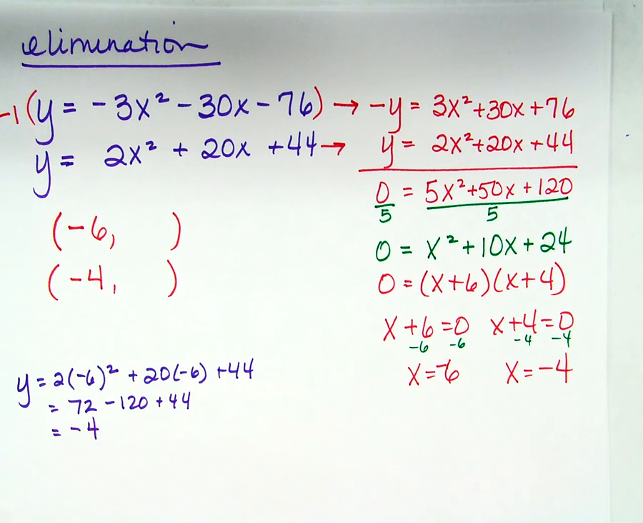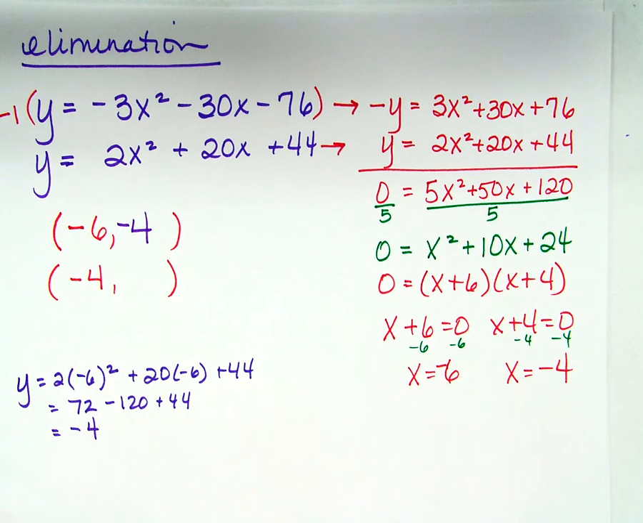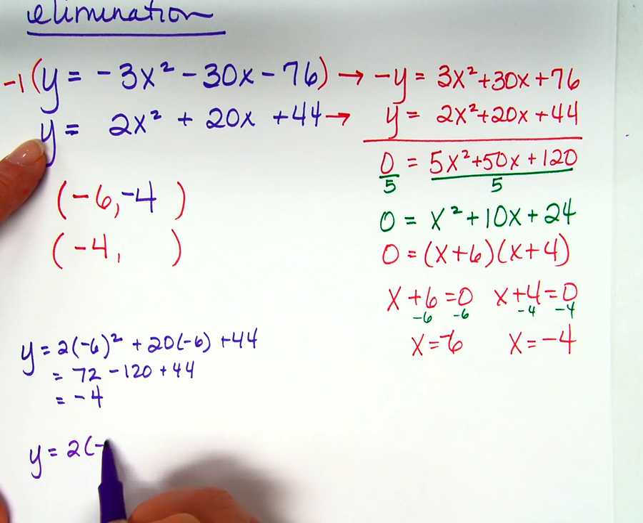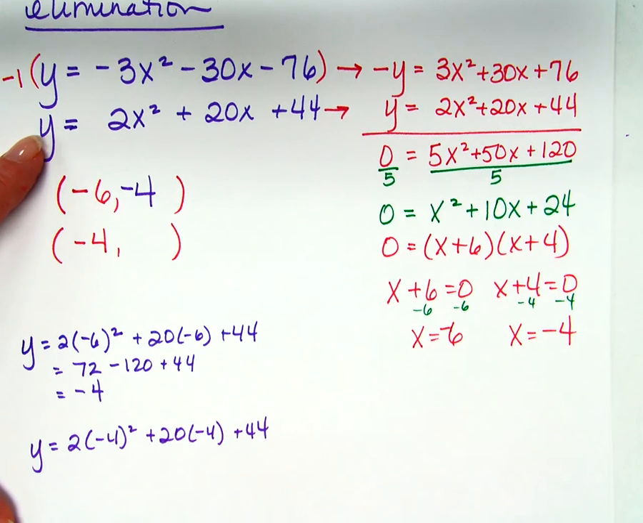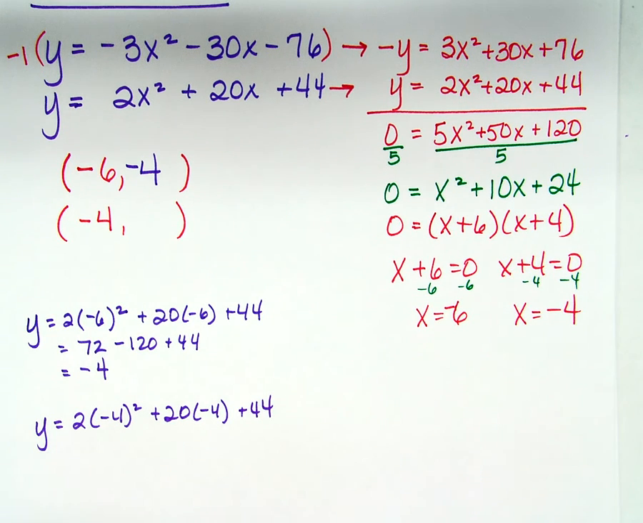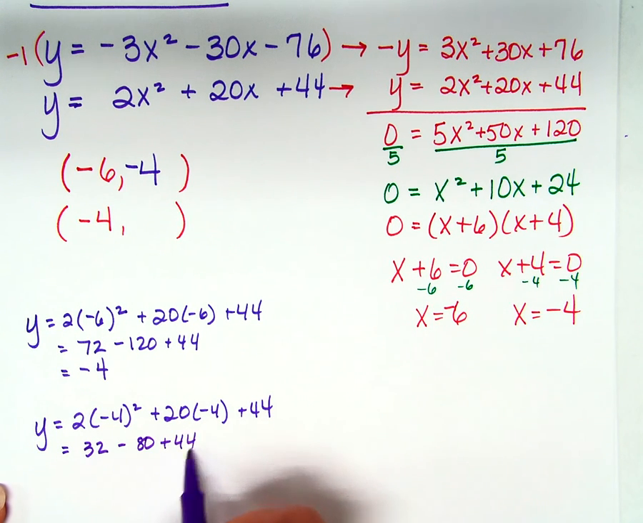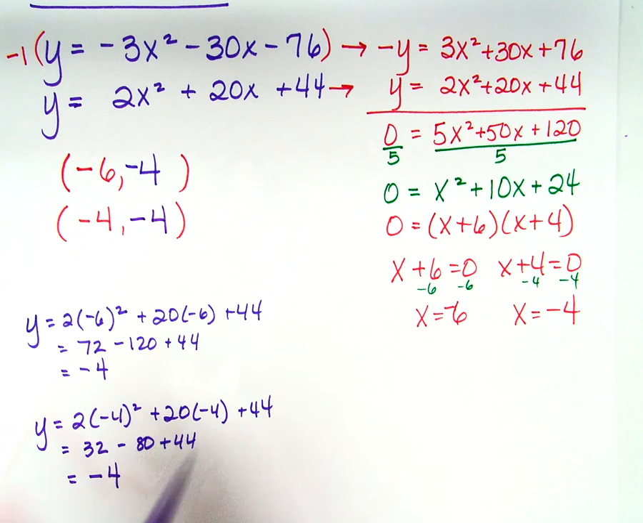Negative 4. So when x is negative 6, what is y? Negative 4. And then I just need to do it again with a negative 4, right? y equals 2 times negative 4 squared plus 20 times negative 4 plus 44. Well, negative 4 squared is 16. 16 times 2 is 32. 32 minus 80 plus 44. Negative 4. So when x is negative 4, y is negative 4. Are there any questions?